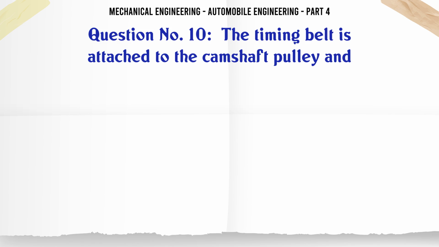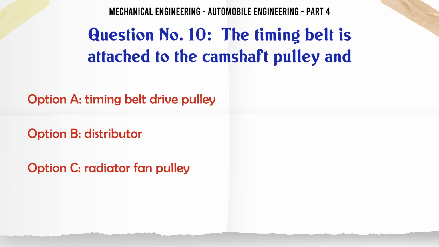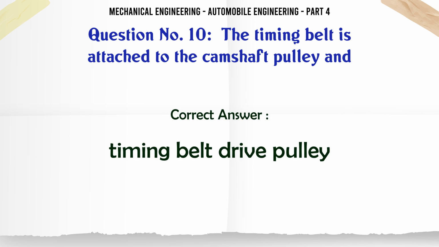The timing belt is attached to the camshaft pulley and A. timing belt drive pulley. B. distributor. C. radiator fan pulley. D. alternator pulley. The correct answer is timing belt drive pulley.